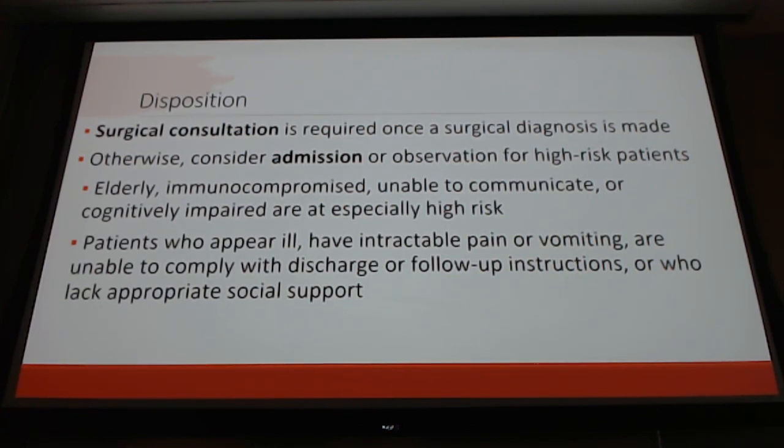Have a low threshold for admitting elderly folks because they can tank fast, admitting people that are immunocompromised, people that are aphasic. I've had a few of those where they can't talk. That makes it very difficult unless you know how to sign language. Not a lot of people out there that are good at that. And again, cognitively impaired. These are people with Down syndrome. For whatever reason, they're very difficult to communicate with about what's going on and getting an idea of what their problems are.